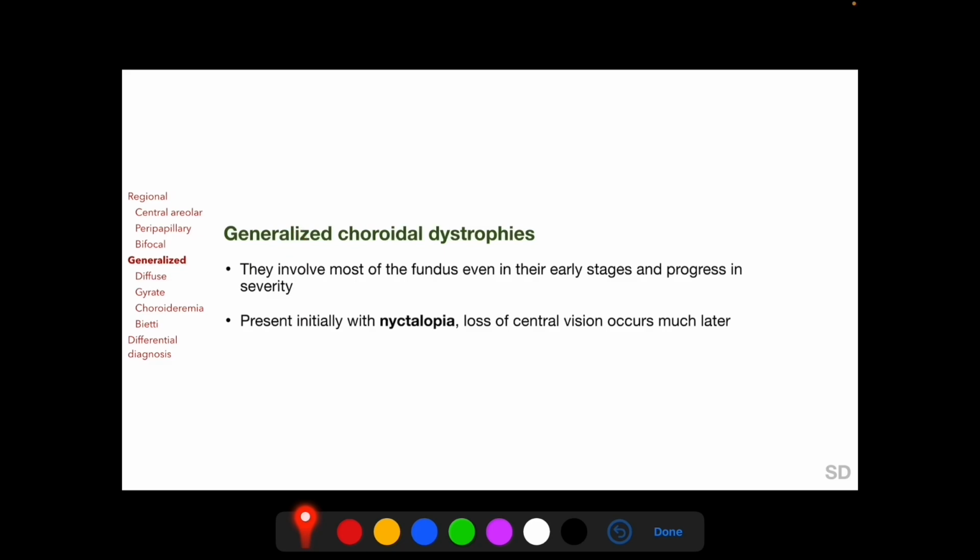Generalized choroidal dystrophies involve most of the fundus even in their early stages and then progress in severity, and patients with generalized choroidal dystrophies present initially with nyctalopia, with loss of central vision occurring much later in the disease process. The generalized choroidal dystrophies include diffuse choroidal dystrophy, gyrate atrophy of the choroid and retina, choroideremia, and Bietti crystalline dystrophy. And as we shall see, the fundus signs of gyrate atrophy of the choroid and retina and choroideremia overlap.